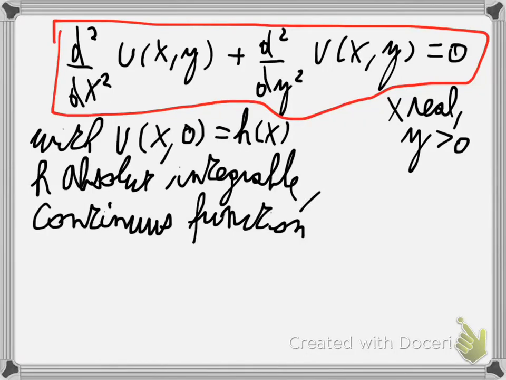So here we will try to solve a partial differential equation using the Fourier transformation. Okay, so we have the following partial differential equation in red. Okay, with initial condition that u of x when y is 0 is equal to h of x, where h of x is an absolutely integrable and continuous function.